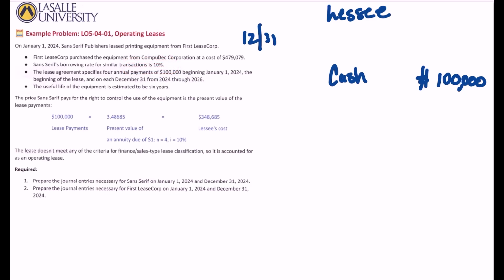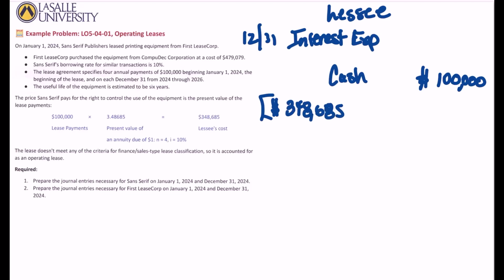So we're going to apply the effective interest method, and we're going to record interest expense, and this interest expense is going to be equal to the current balance of the loan, and in this case that would be the $348,685 that we started with, minus the $100,000 payment that was made on January 1st, and we're going to multiply that by the 10% annual rate. And because this is an annual lease payment, we don't need to adjust that rate. And so our interest expense here is going to work out to $24,869.